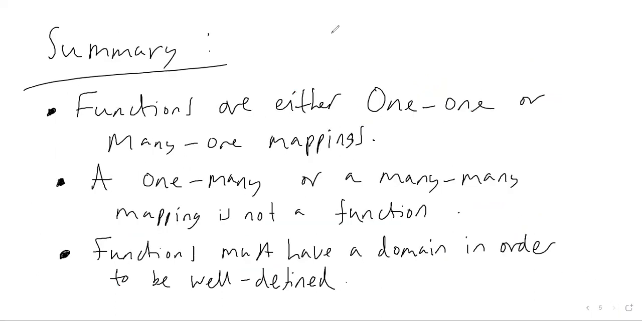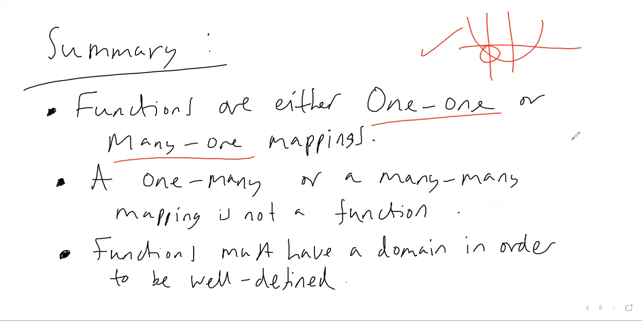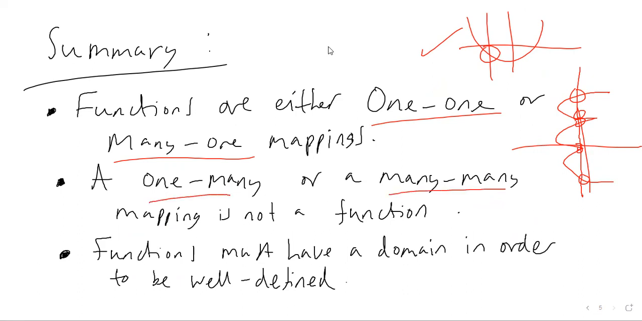But a key summary of everything: functions are either one-to-one or many-to-one mappings. That's what functions are. And you can test whether something is a function by the vertical line test. Draw your vertical line on your graphs. Let's say you've got a graph like that. Draw a vertical line, one point of intersection. This is a function. However, if you've got something random like this, draw your vertical line in. You've got multiple points of intersection here. This is not a function, because you've got multiple outputs when you're not allowed that. So one-to-many or many-to-many mappings are not functions.